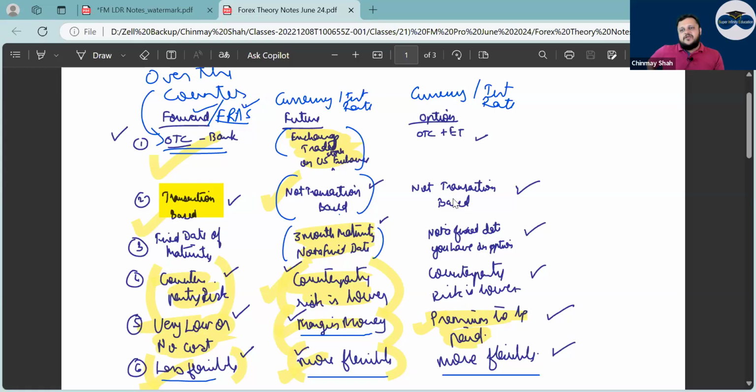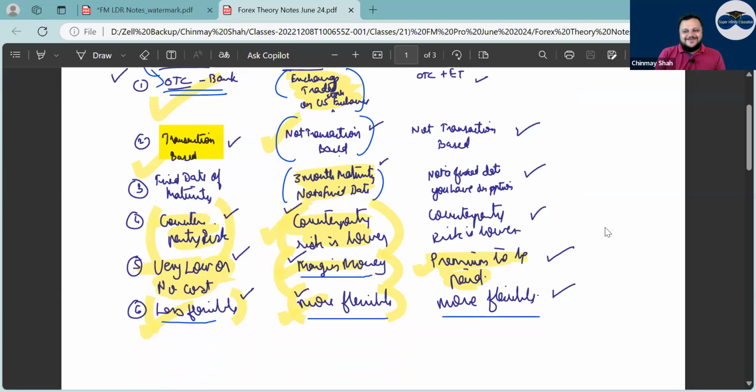For forwards, only a normal agreement is made, so very low cost or no cost. But for futures you have to pay margin money, and for options a premium has to be paid. When you come to AFM, futures and options solving is there. We did it right now in one batch. Students enjoy this. It's very difficult, but when you write the procedure one by one, it's very easy.